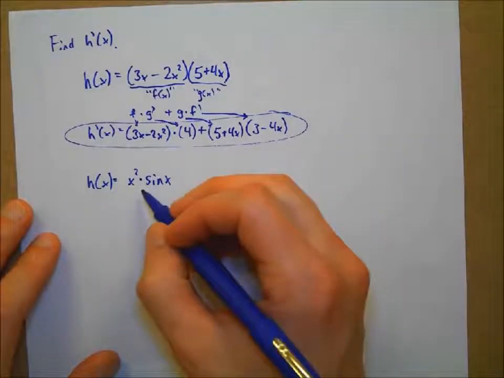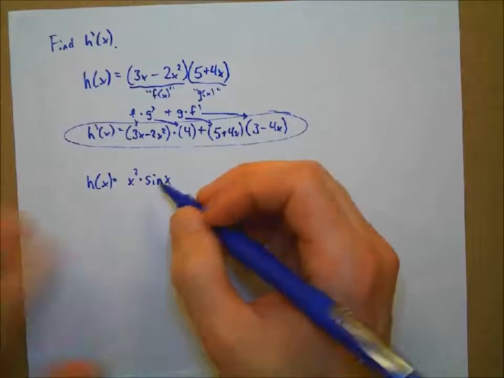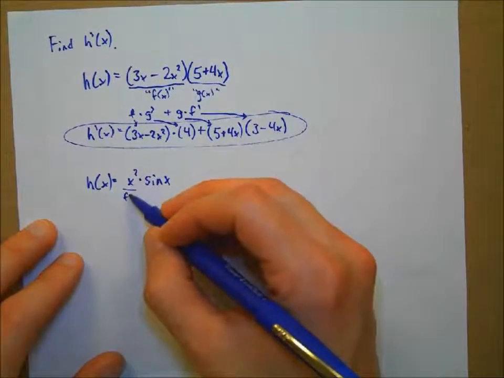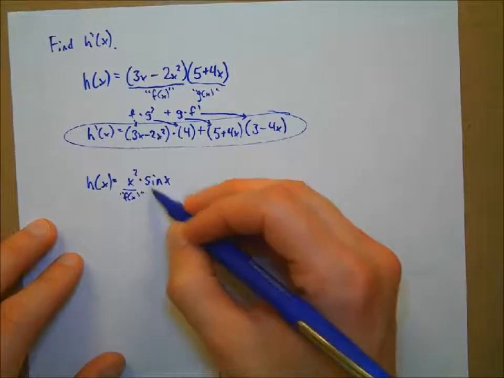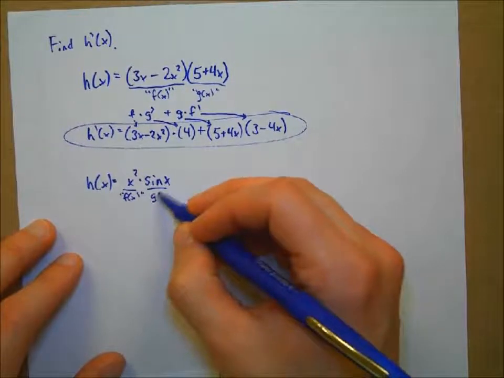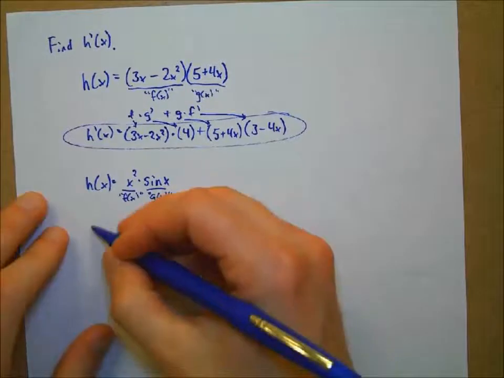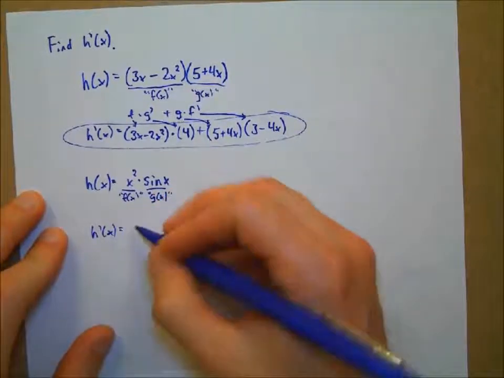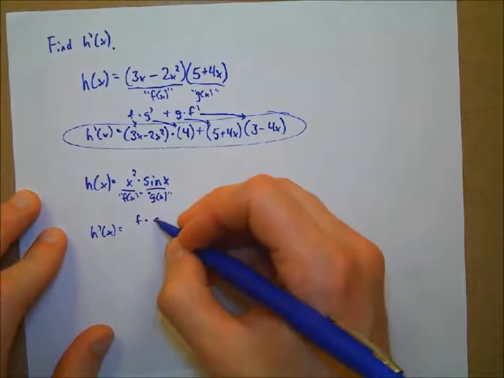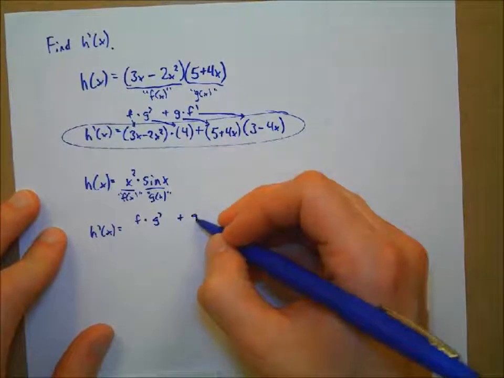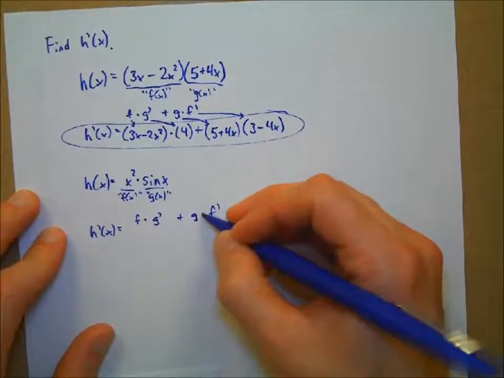Okay, so let's break this up, right? We have 2 pieces. Again, let's call this x squared f of x, and we'll call sine of x g of x. So for h prime of x, we're looking for f times g prime plus g times f prime. That's our formula again.